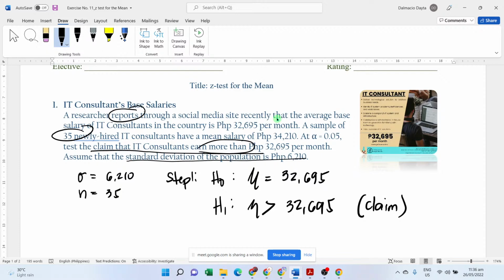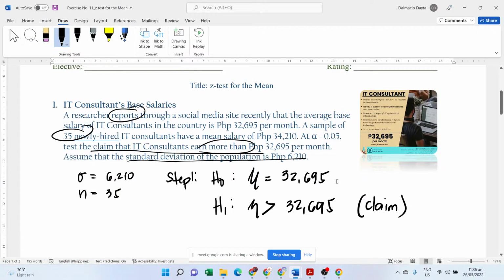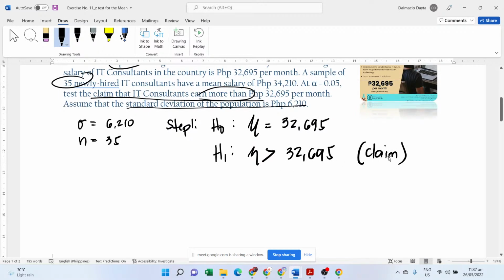Titignan natin. Punta na tayo sa step 2. Do you have any question for step 1? Anyone? Wala na po, sir. None po, sir. But when you do your research, hindi simple yung ilalagay ninyo. Isusulat din ninyo sa research paper ninyo yung statement of hypothesis. How do you do that? Null hypothesis: there is no significant difference in the mean salary of IT consultants in the country. Yan ay susulat ninyo sa mismong research kung ito man yung topic.